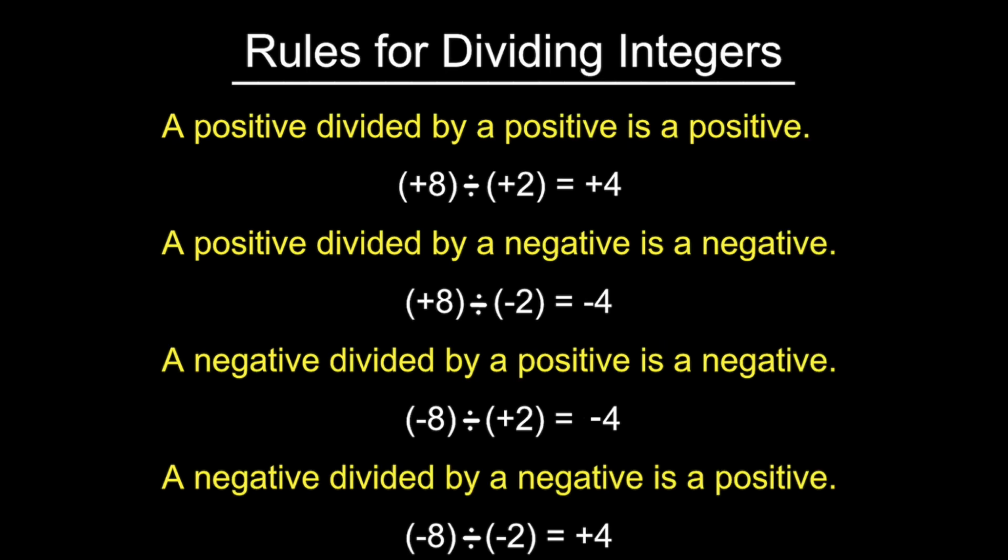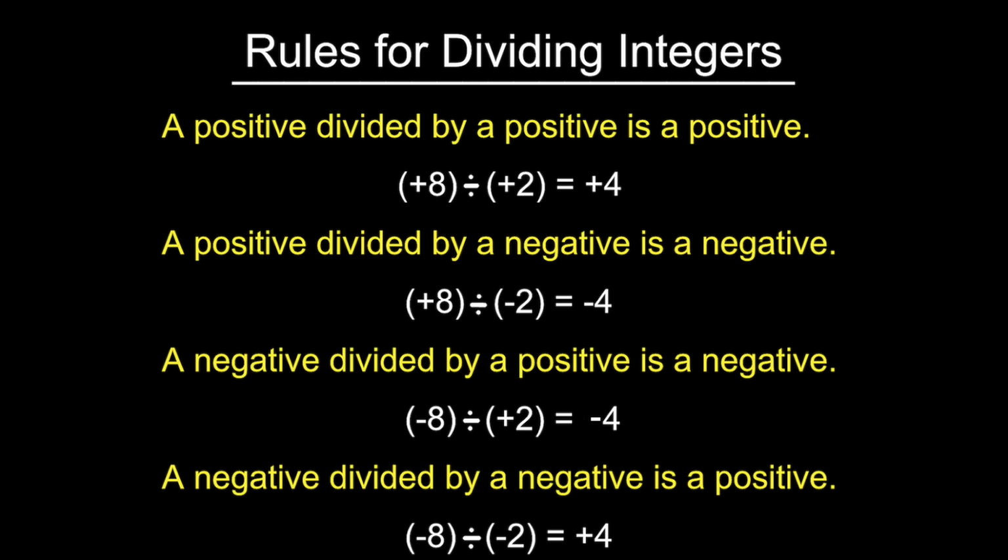The rules for division of positives and negatives are the same as the rules for multiplication of positives and negatives. For example, a positive divided by a positive is a positive. For example, positive 8 divided by positive 2 equals positive 4. A positive divided by a negative is a negative. Positive 8 divided by negative 2 equals negative 4.